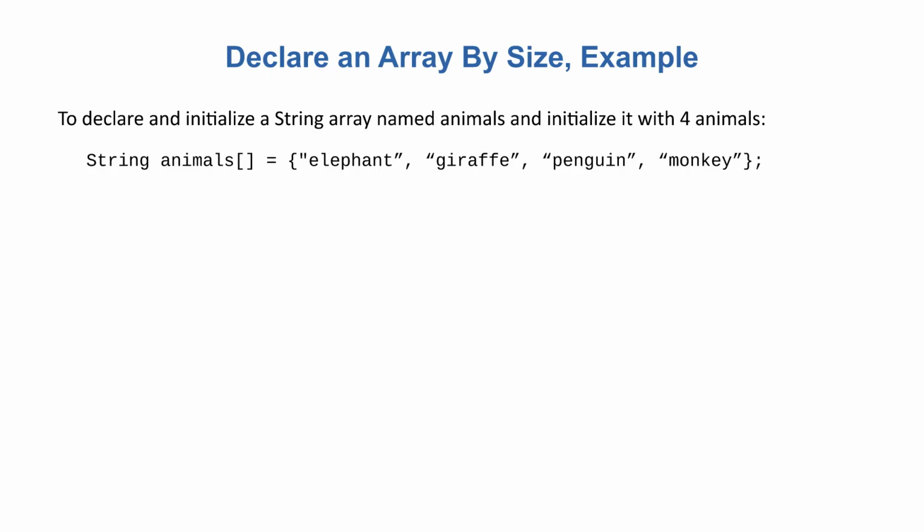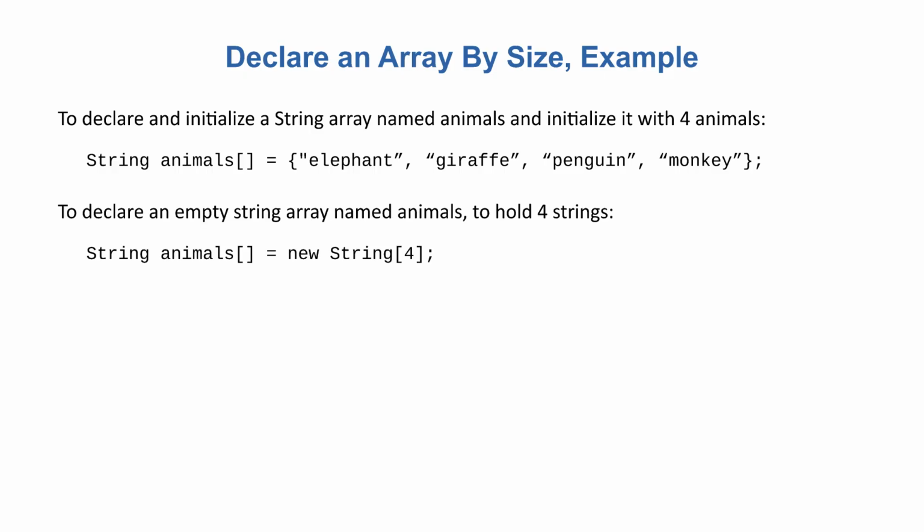For example, to declare and initialize a string array named animals with 4 animals, we could declare it like this: string animals equals elephant, giraffe, penguin, monkey. To declare an empty string array named animals to hold 4 strings with contents set later, we could declare it like this: string animals, square brackets, equals new string, square brackets with a 4.